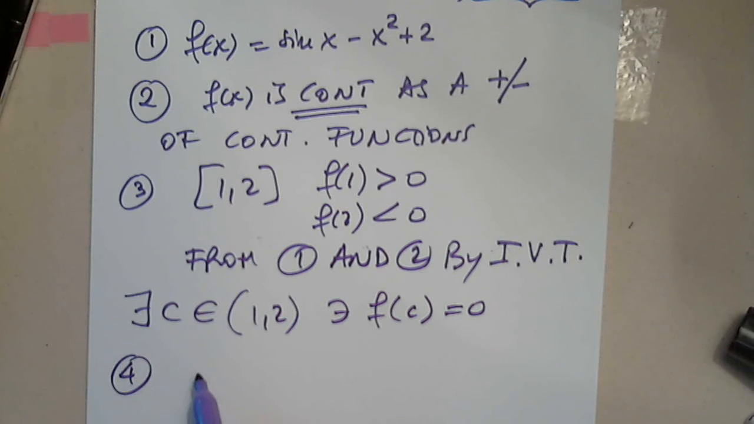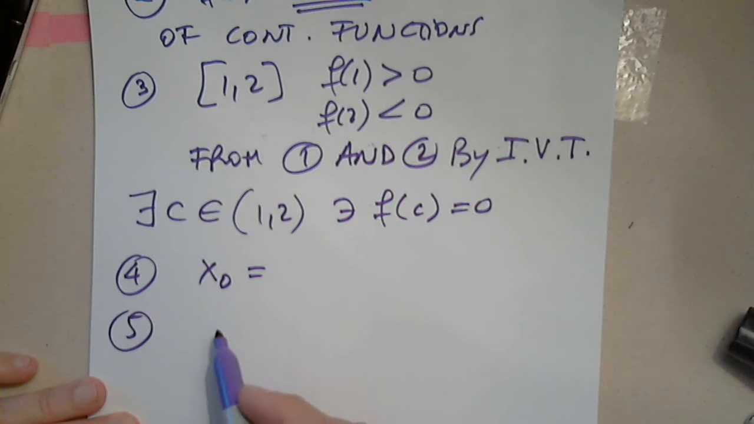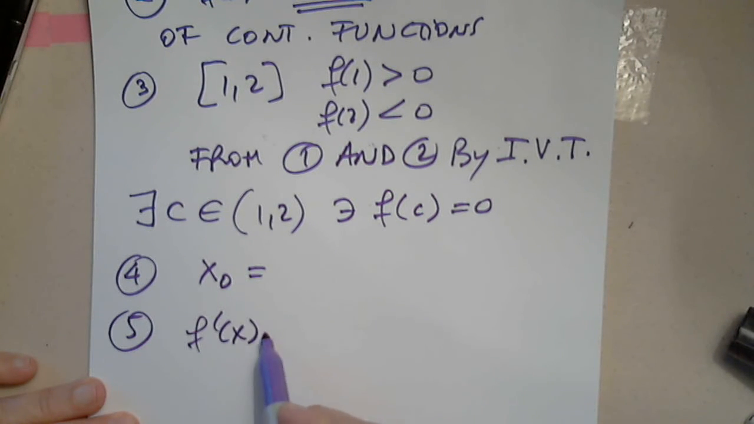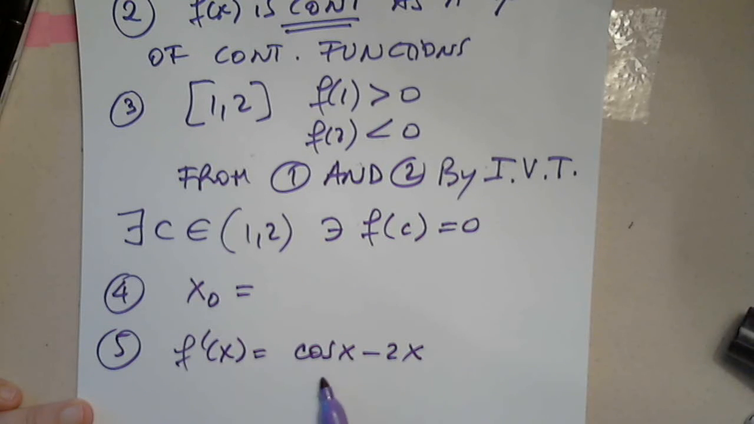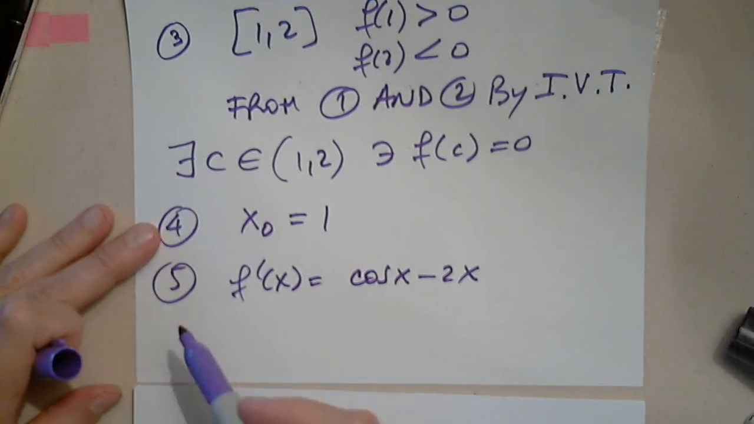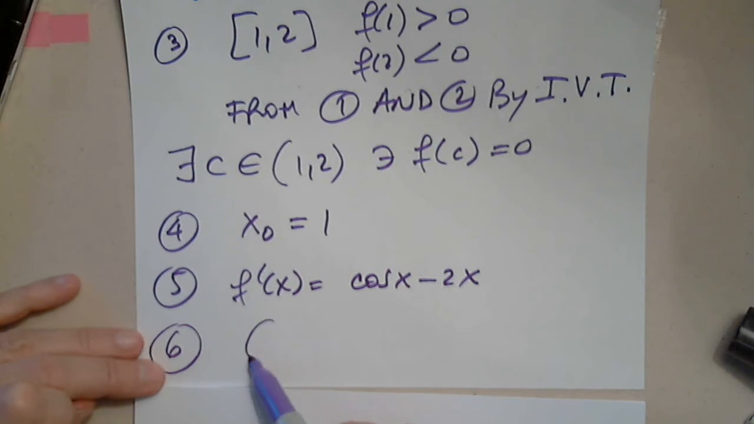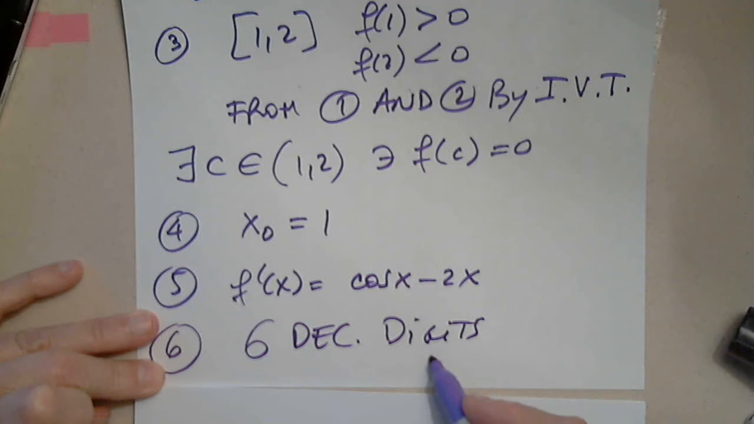In step number 4, I'm going to say I pick x0 to be, and we'll decide in a minute. In step number 5, I find f prime as cosine x minus 2x. And I realize that with 1 or 2 it doesn't matter, the derivative will not be 0. I'll start at 1. I have to decide, I didn't read the entire problem, how many decimal digits. I'm going to say 6. Accuracy.